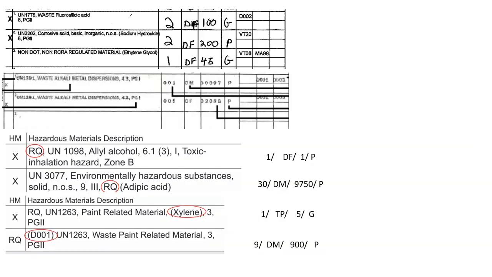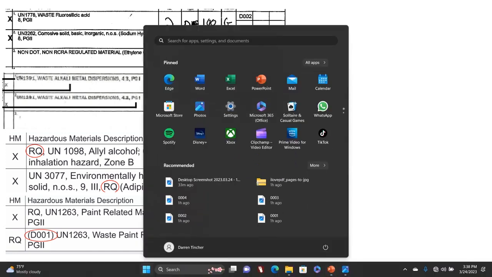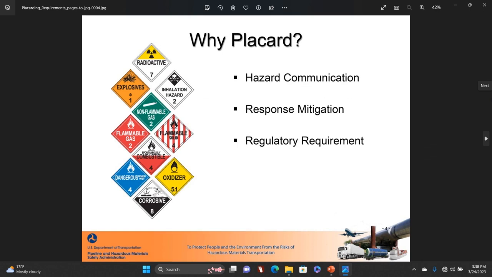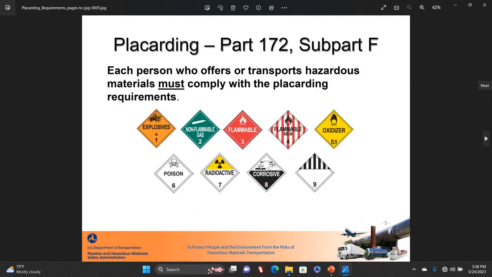Now, before we get into some manifesting, I'm going to show you some more info on placarding. Hazardous materials placarding requirements. Why do we placard? To communicate the hazard for response mitigation in case of a spill, and it's a regulatory requirement, not just domestically but internationally. Each person who offers transport of hazardous materials must comply with the placarding requirements.